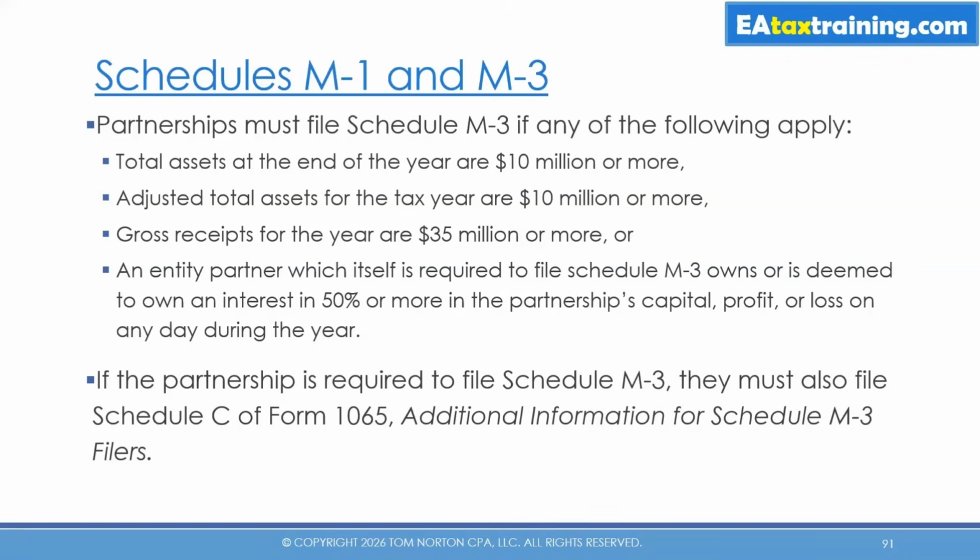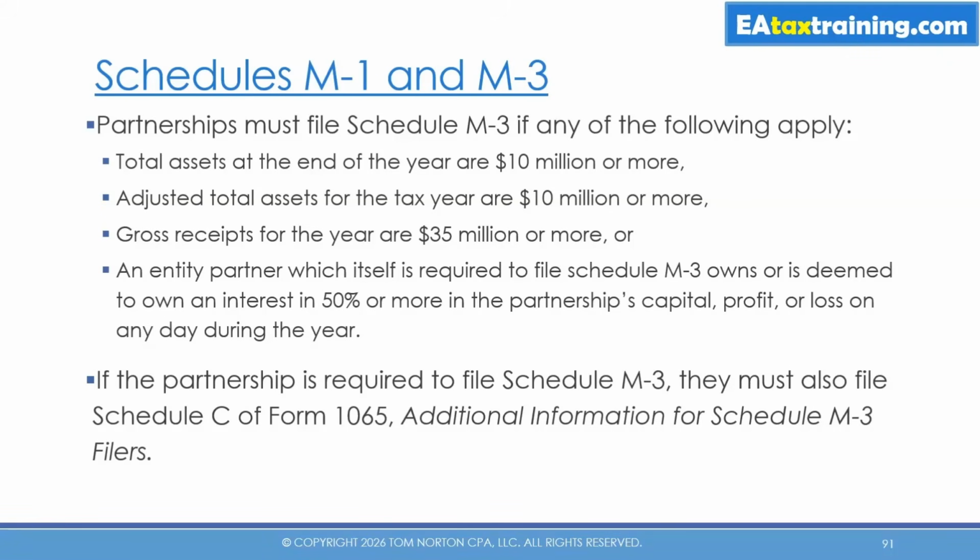Total assets at the end of the year are $10 million or more. Adjusted total assets for the tax year are $10 million or more. For the exam, just remember it's either total assets or adjusted total assets of $10 million or more. Basically, for a cash basis partnership, you have to do your balance sheet as if you were an accrual basis partnership.